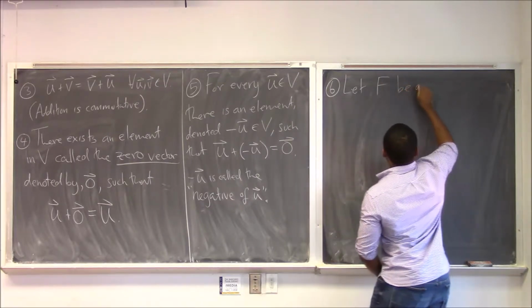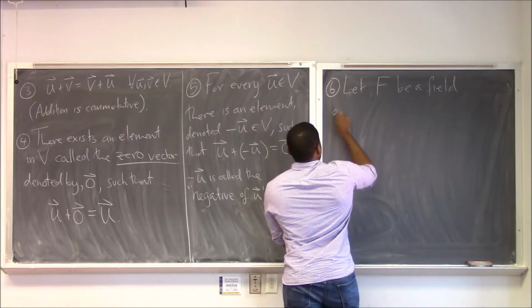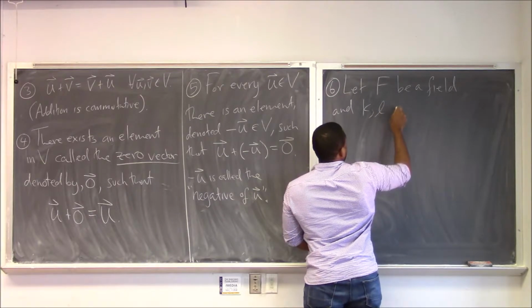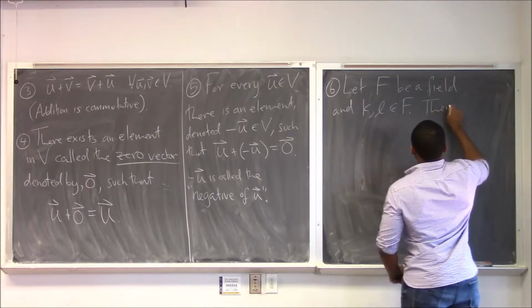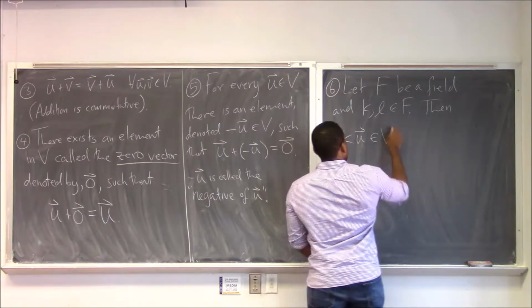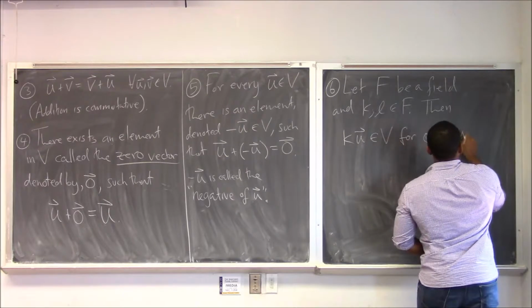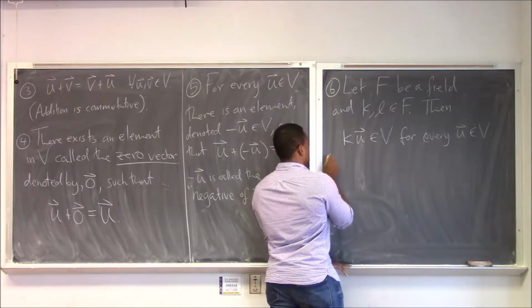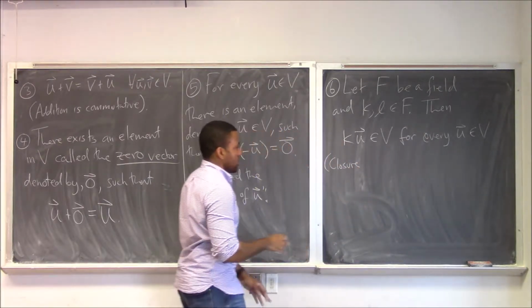Let F be a field. Remember, that's just a set that behaves like the real numbers. And k and l are elements in F. Then ku is in V for every u in V. This is called closure under scalar multiplication, and I'll define more what scalar multiplication is.